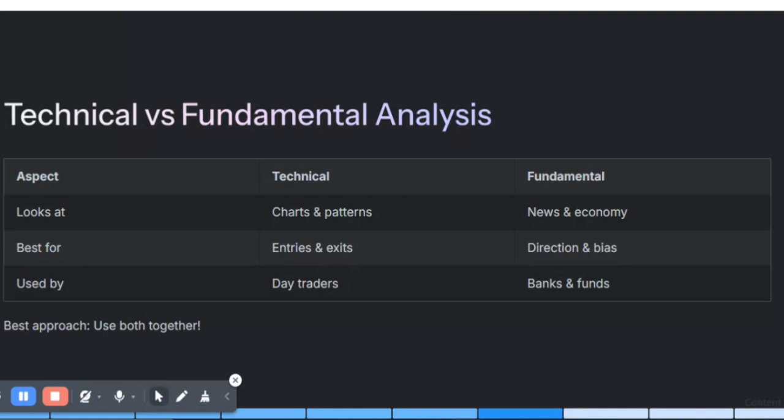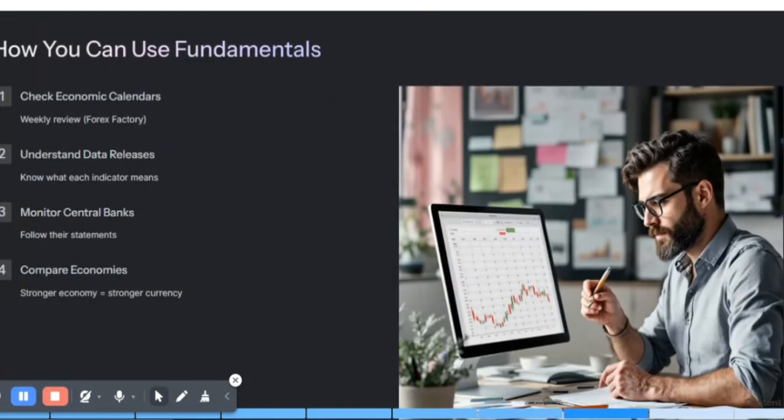But the best practice is to use both, right? If you use both of them, it will give you more precision. Use fundamental analysis to determine your bias, and then use your technicals for entry and exit. So let's talk about how you can use fundamentals, right? You have to check an economic calendar like Forex Factory weekly to know the news that will be released, and it's not just about checking, you have to understand the data being released, right?